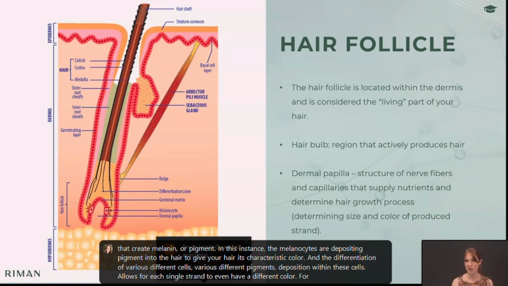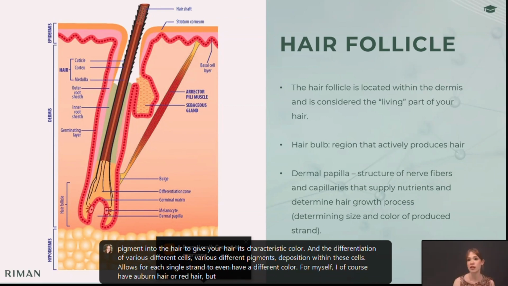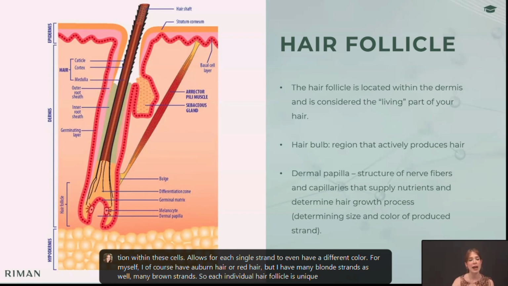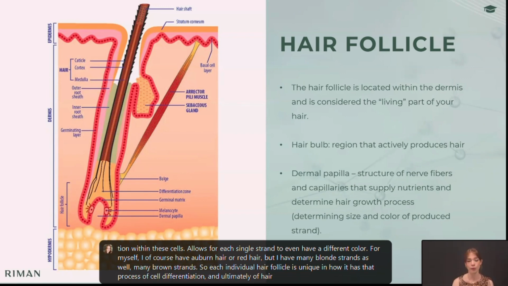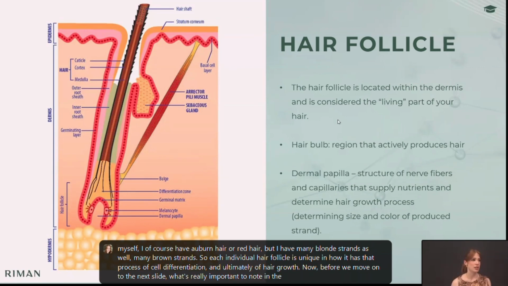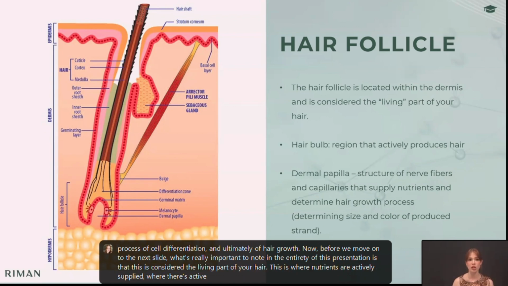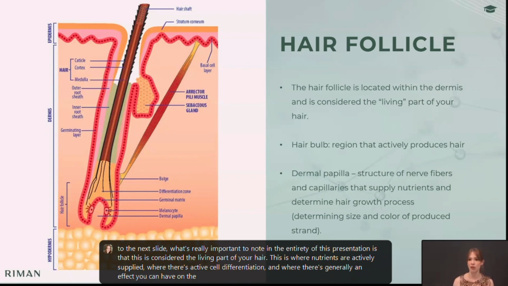For myself, I of course have auburn hair or red hair, but I have many blonde strands as well, many brown strands. So each individual hair follicle is unique in how it has that process of cell differentiation and ultimately of hair growth. Now, before we move on to the next slide, what's really important to note in the entirety of this presentation is that this is considered the living part of your hair. This is where nutrients are actively supplied, where there's active cell differentiation, and where there's generally an effect you can have on the growth itself of your hair.